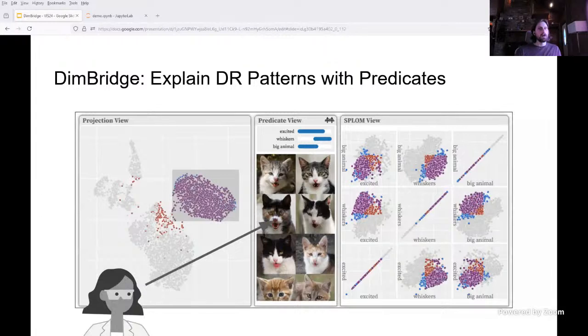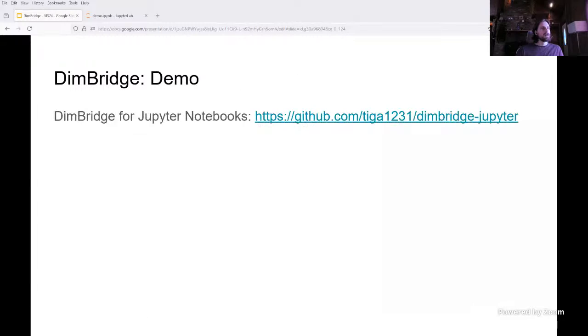In addition to displaying the relevant dimensions and the ranges, we show data points sampled from this bounding box. So here, the cluster that we've explained is cats. And all the relevant dimensions are shown in the Splom view, allowing users to visualize the patterns in a reduced subspace of the original dimensions. So DimBridge is able to explain a number of patterns in DR results beyond just clusters, and I'll show this now with a quick demo.